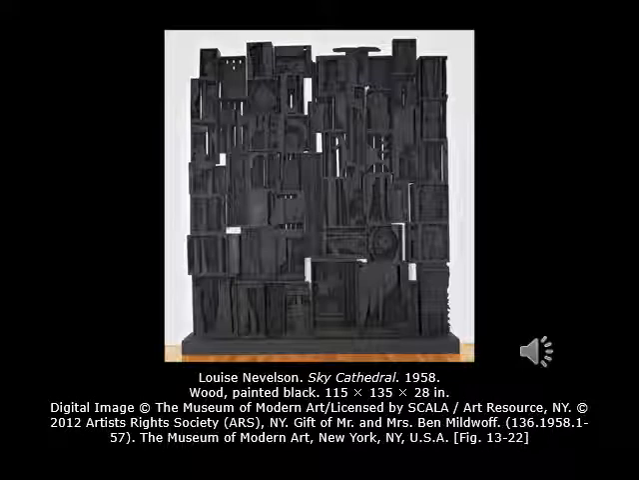And if we think about a church or a cathedral, it's very linear. It has a grid form. To me, it's vertical and has little nooks and crannies. So this, to me, is a perfect expression of what a cathedral might look like.